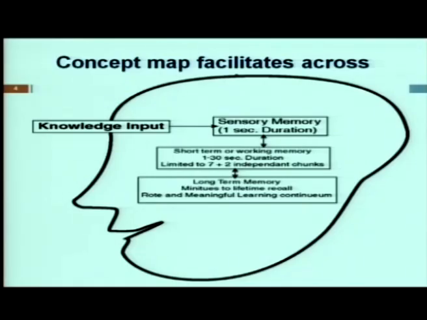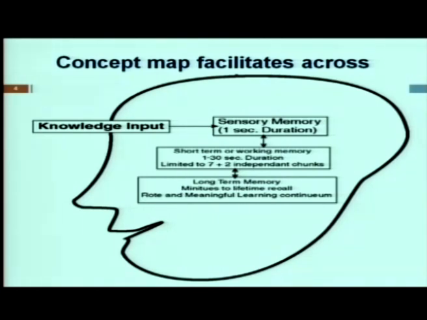So the knowledge input, the first input from the outside world, the information and knowledge, gets into the sensory memory, which lasts for a second, which gets fed into the short-term or working memory, 1 to 30 seconds, which is limited to 7 plus 2 independent chunks, as is explained in this PowerPoint, and which gradually gets transformed into long-term memory. And this is a lifetime, and one would be able to recall for the whole lifetime, at any point of time, what one has learned.